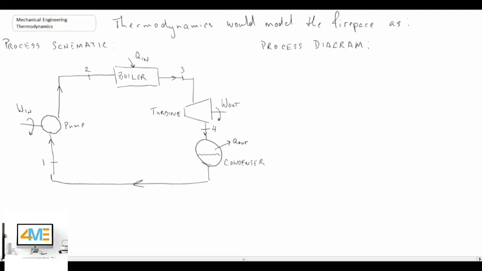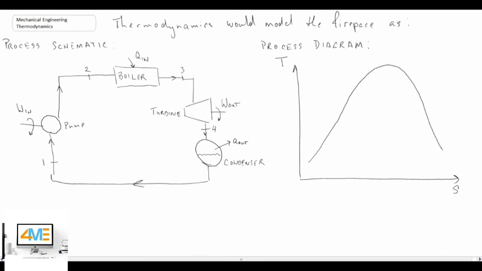Now, for the process diagram, there are different ways that you can look at the states within a thermodynamic cycle, but one of the most popular ones would be the TS diagram. Here I'll put temperature on the vertical, and S is entropy, and that is on the horizontal axis. Now, let's say our working fluid is water. It could be other ones, but I'll draw the TS diagram for a working fluid of water. That's what the TS diagram would look like.